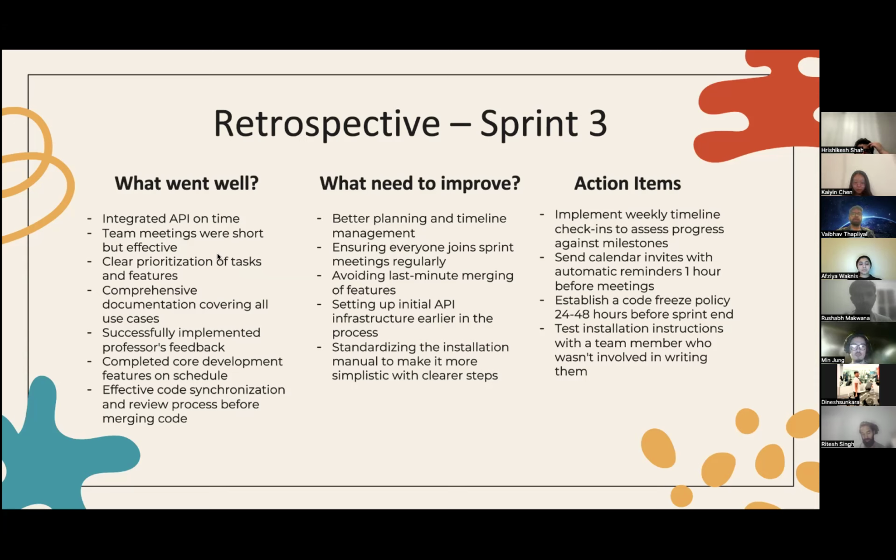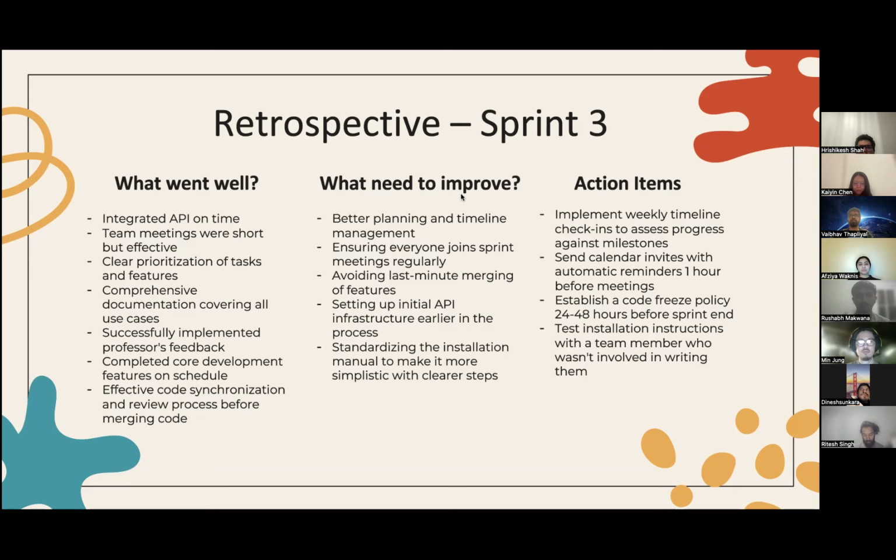And we prioritized our tickets and features clearly in this sprint. Another one was the comprehensive documentation covering all the use cases. The next one was successfully implementing the professor's feedback, like the demo video and the better version of user story descriptions. And then we completed code development features on schedule. Yeah, and effective code synchronization and review process before merging code. So yeah, we took care of all these points in this sprint.